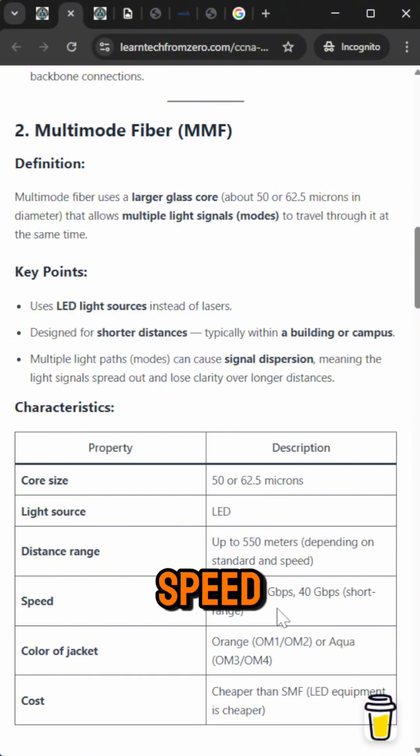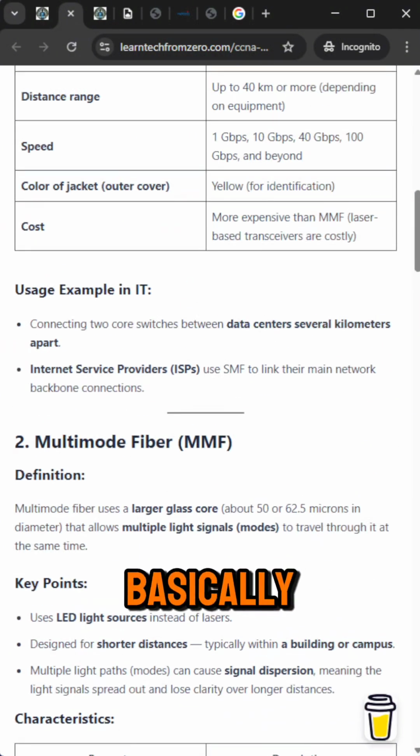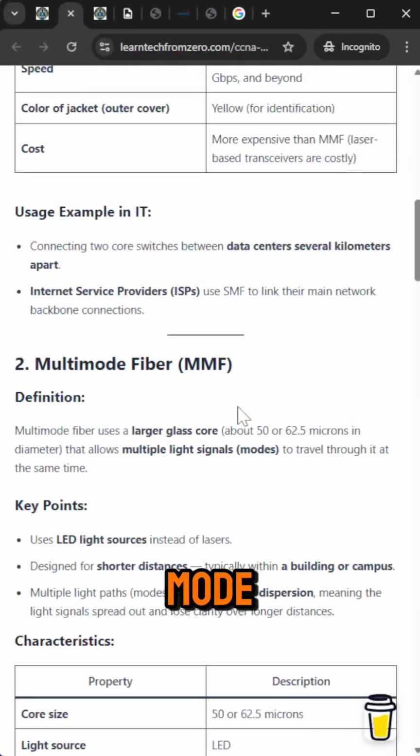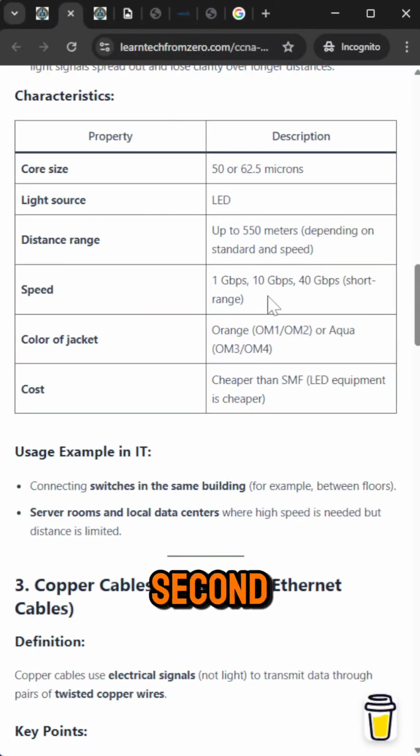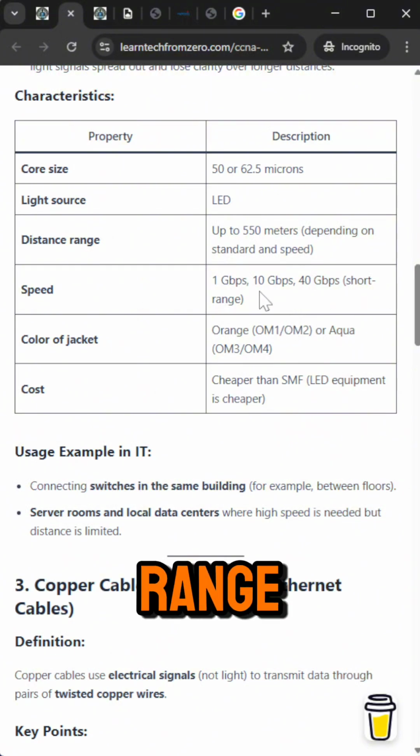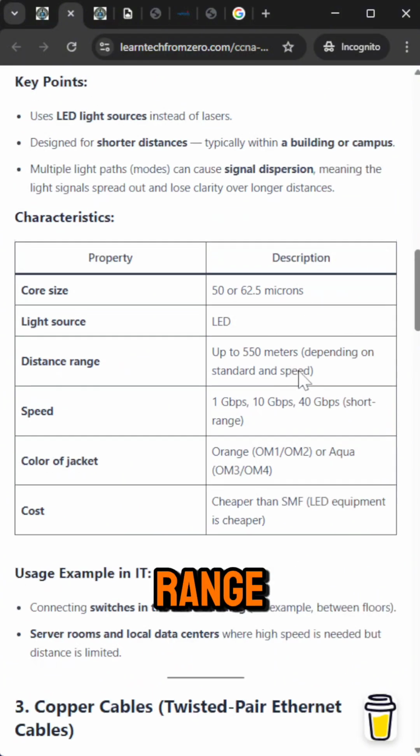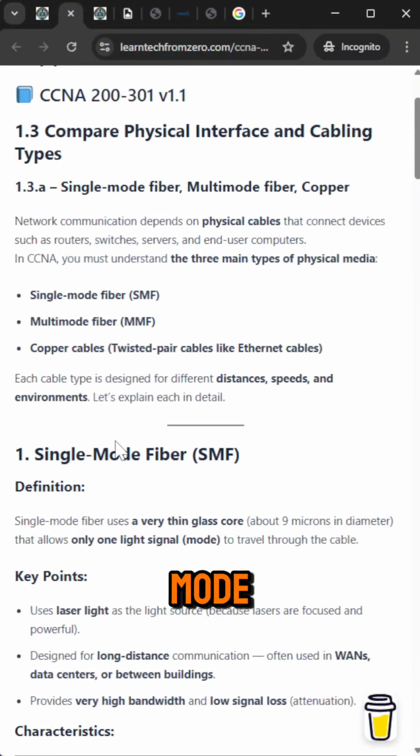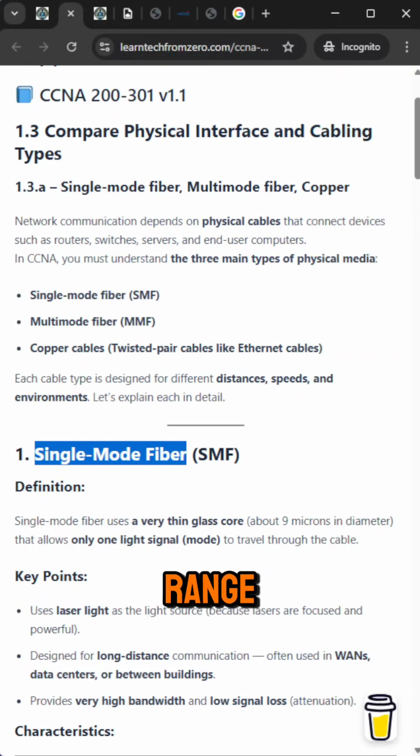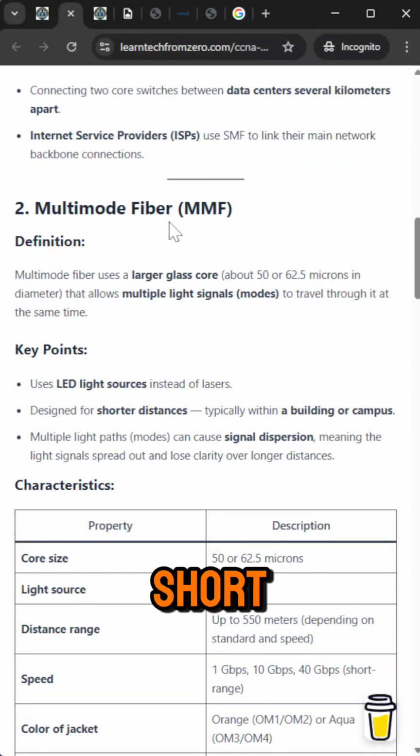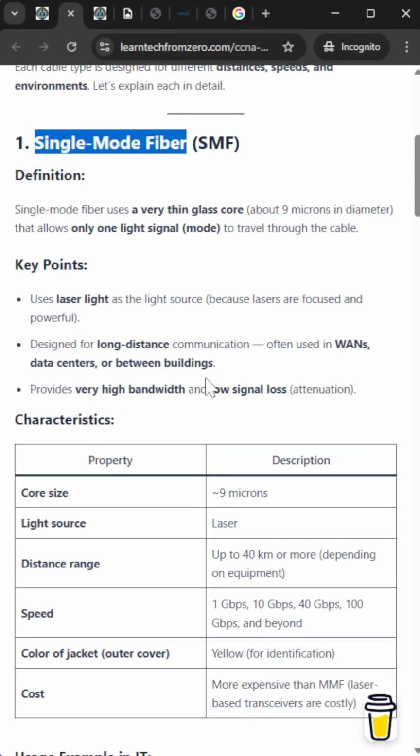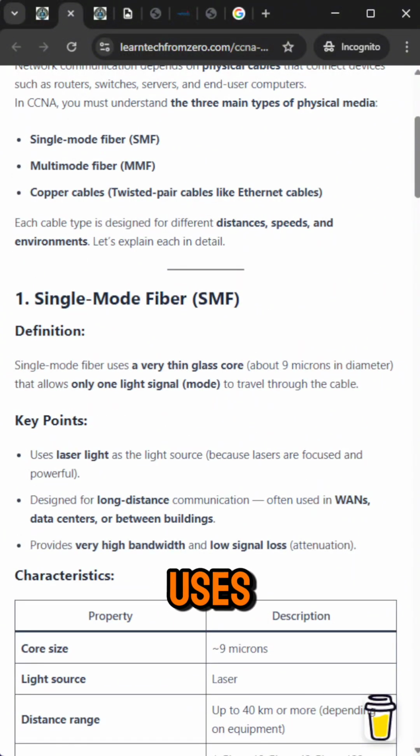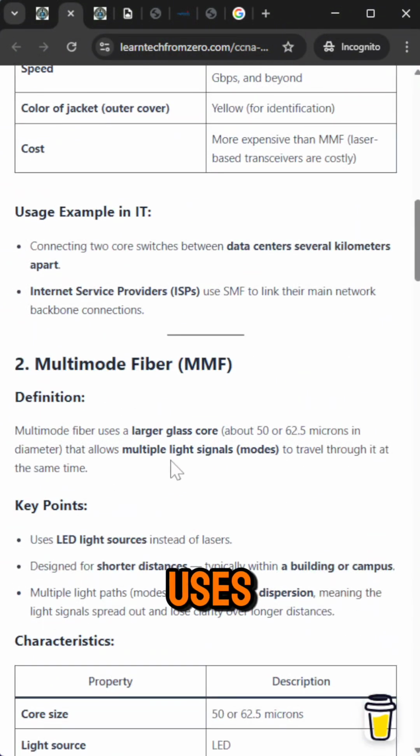The speed is basically the same as single mode: 1 gigabit per second, 10 gigabits per second, 40 gigabits per second. This is just short range, not for covering longer range. You need to remember: single mode, long range; multi-mode, short range. Single mode uses laser lights. Multi-mode uses LED lights.